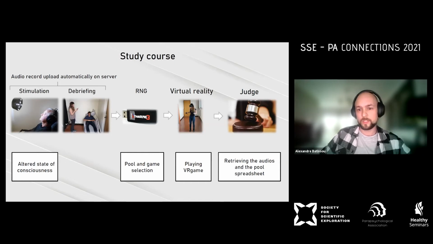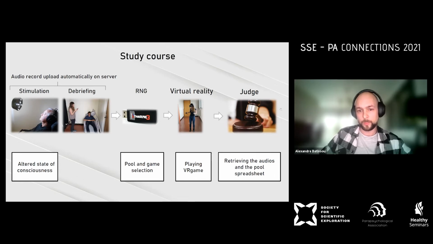The course of the study is done according to these steps. First of all, we generate an altered state of consciousness under the lamp while recording the participant's mentation during the stimulation. Once the stimulation is finished, we proceed to a debriefing, and the audio is then automatically labeled with participant number, date and time, and sent to a server. Using the MATLAB software and the USB key, we launch the random number generator to designate a pool and the game within the pool. Then, we make the participant play in virtual reality.